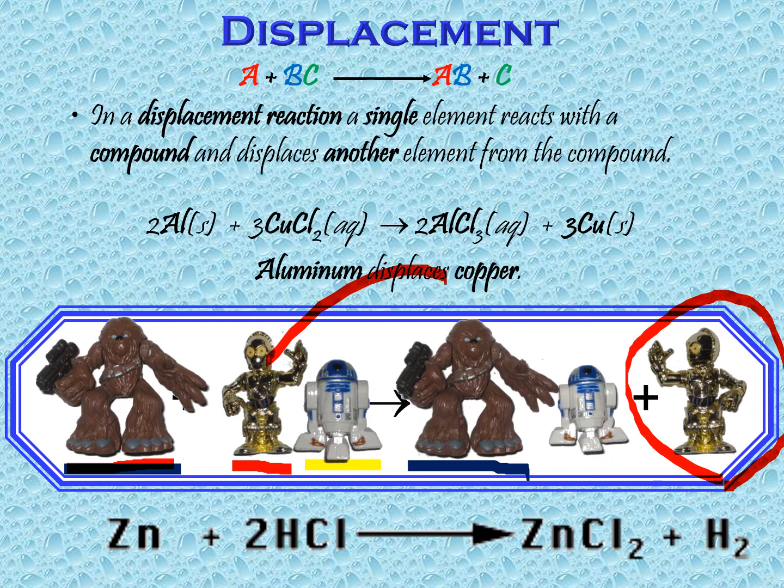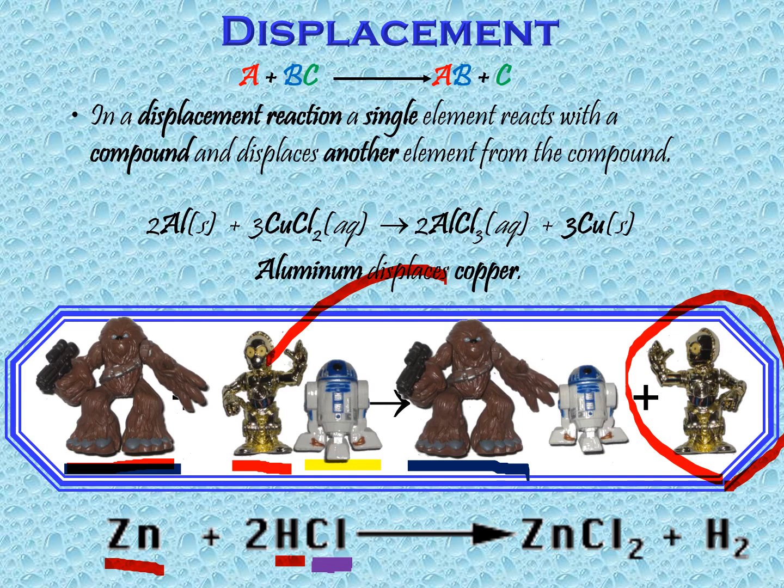So there's a common displacement reaction shown at the bottom. You've got zinc coming along and fighting against hydrogen. What are they fighting over? They're fighting over the prize. They're fighting over the anion, which is the chloride.